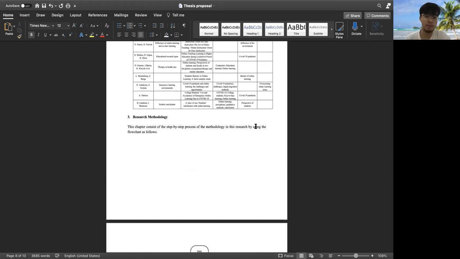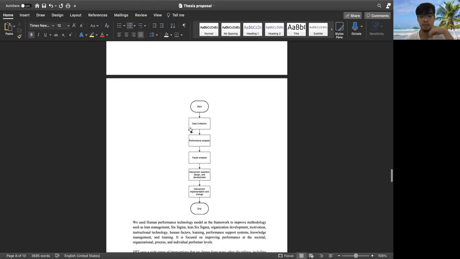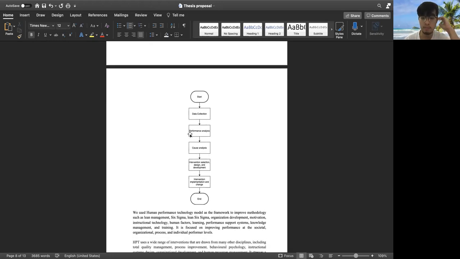Next, research methodology. This chapter consists of the step-by-step process of the methodology in this research, using a flowchart as follows. The first one is data collection, performance analysis, cost analysis, intervention selection, design and development. And the last one is intervention implementation and change.